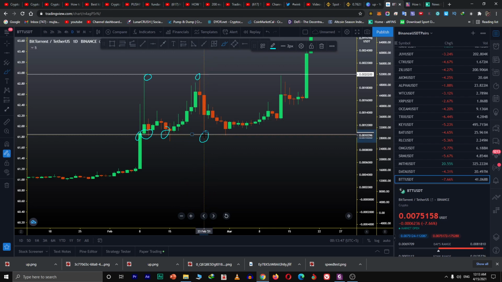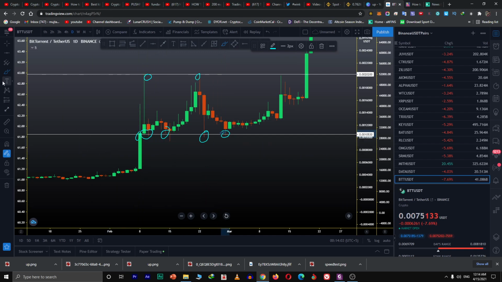This was the third test on the spot. This was previously resistance. When it crossed, it became the support level. Then it rejected, then came back again and tested a fourth time.